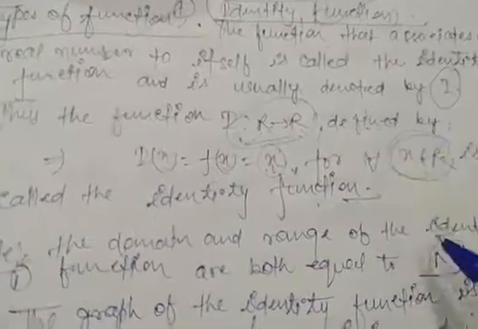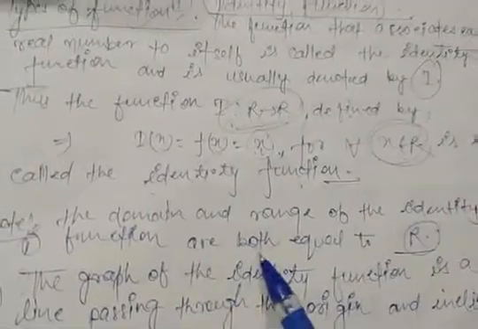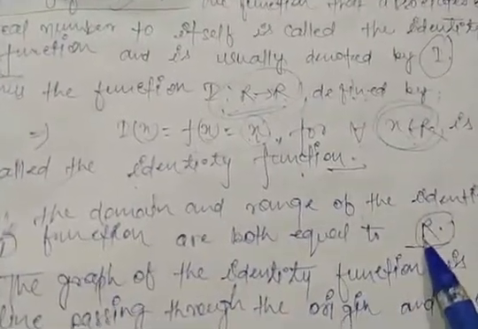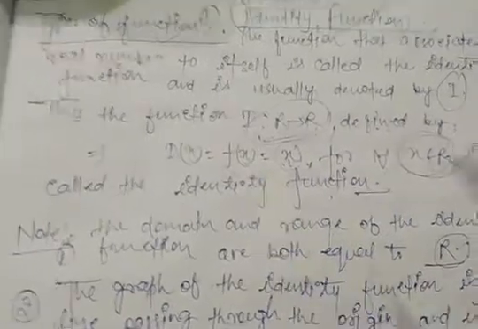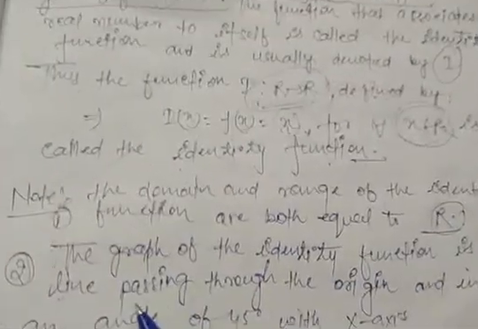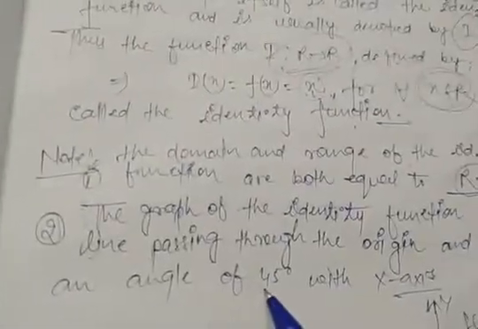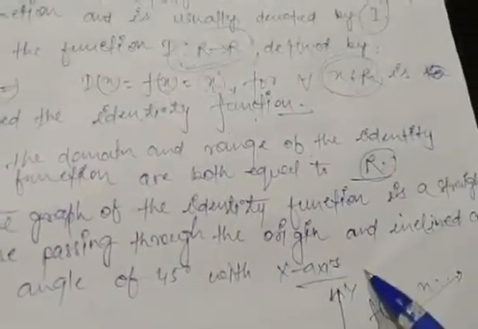Let's be clear about its graph. First of all, you consider that point. Now it will be clear with the help of the graph. The domain and range of the identity function are both equal to R, that is, any real number. The graph of the identity function is a straight line passing through the origin and inclined at an angle of 45 degrees with the x-axis.